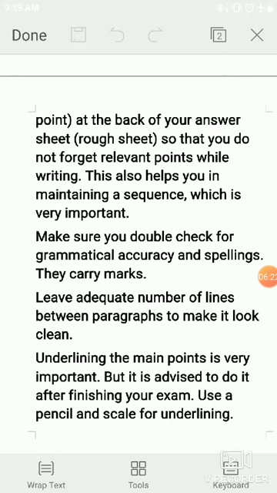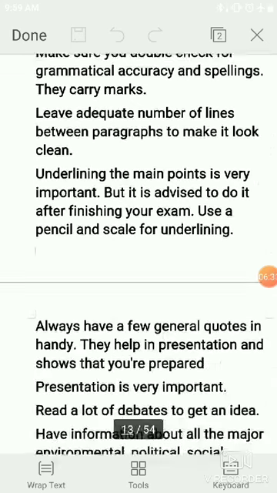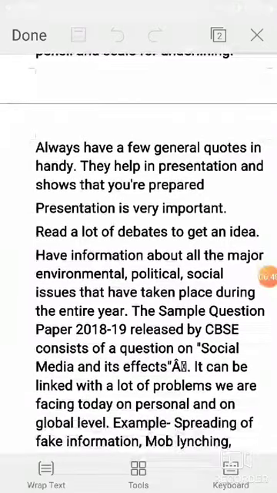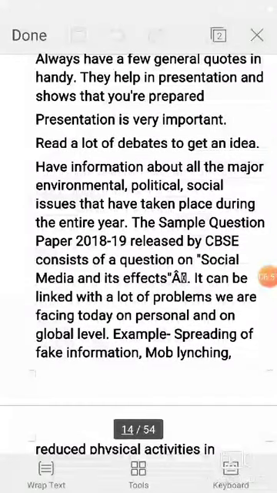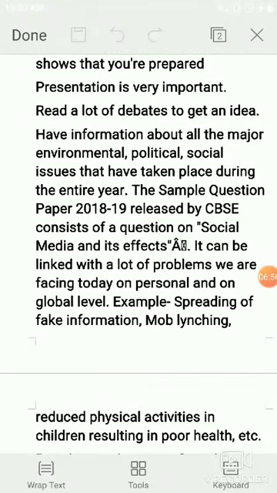Make sure you double check for grammatical accuracy and spellings. They carry marks. Leave an adequate number of lines between paragraphs to make it look clean. Underlining the main points is very important, but it is advised to do it after finishing your exam. Use a pencil and a scale for underlining. Always remember, the most important thing which you want the teacher to notice, you must underline it. Always have a few general quotes handy. They help in presentation and show that you are prepared. Presentation is very important. Read a lot of debates to get an idea.